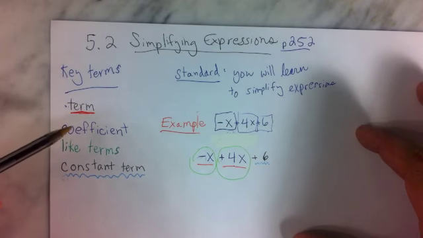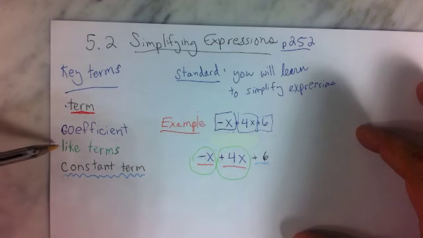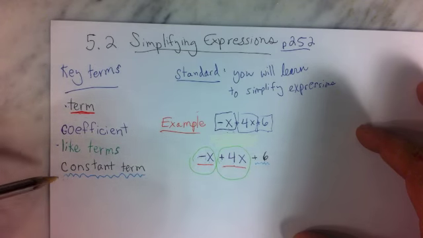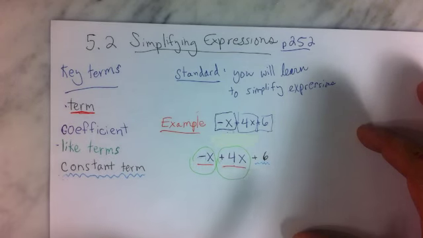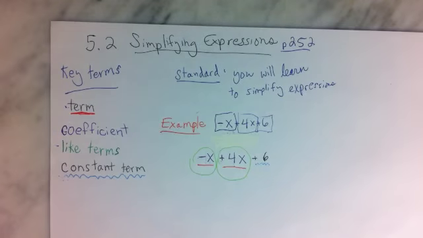We have coefficients, which is the number in front that multiplies the variable. We have like terms, which are numbers that have the same variable. We have constant terms, which are the numbers that are just basically whole numbers: whole numbers, integers, decimals, fractions, anything without a variable is our constant term. Okay? Alright, let's move on.